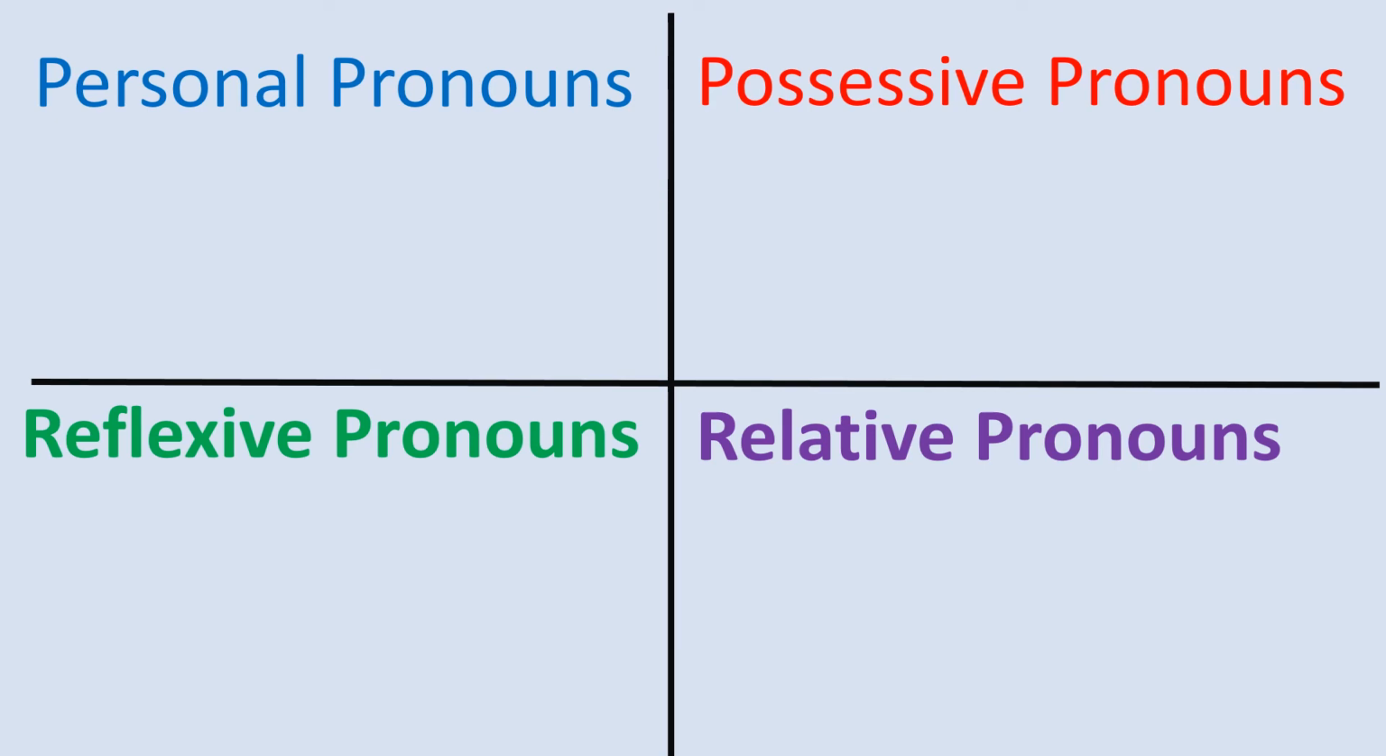So when you're making your notes, I've split the page like this into quarters. It's up to you how you do it. You can do them in different sections, but either way, we need 4 sections for personal pronouns, possessive pronouns, reflexive pronouns, and relative pronouns. So before we start, have a look at those 4 names.